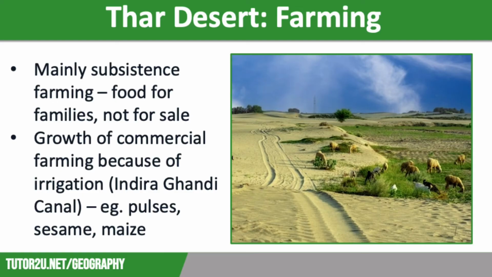However, there has been growth in commercial farming, and this is down to the ability to irrigate such an arid landscape. In the late 1950s, the Indira Gandhi Canal was built. This revolutionised farming in the Thar Desert, meaning that farmers are now able to cultivate wheat and cotton in an area that was previously infertile scrubland. Irrigation has meant that farmers can also grow pulses, sesame, maize, along with many other crops. This growth in agriculture is important as the Thar Desert is the most densely populated desert in the world.